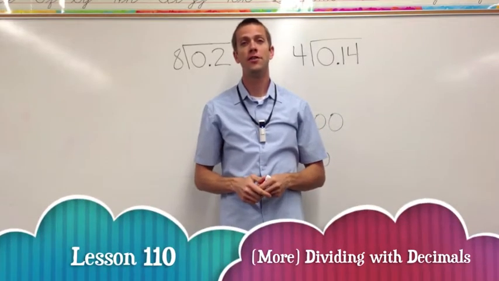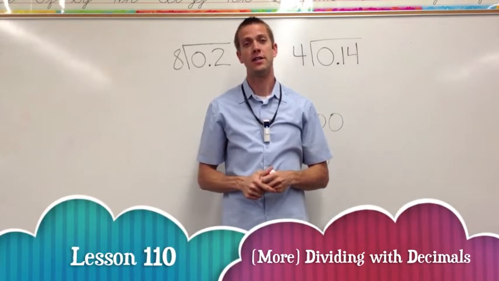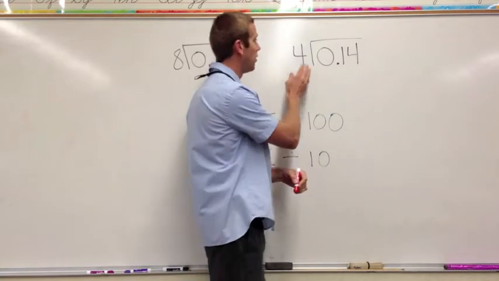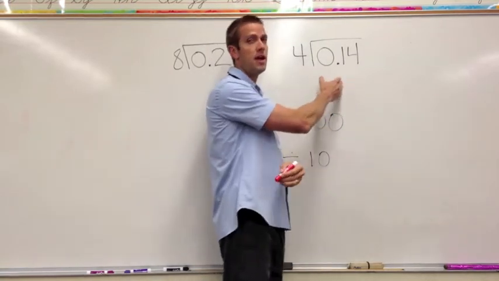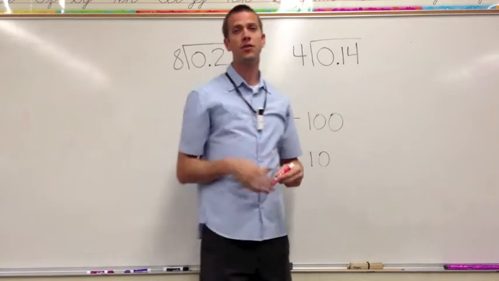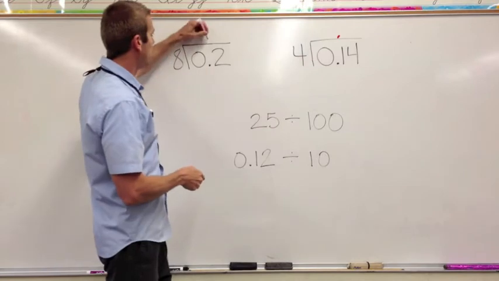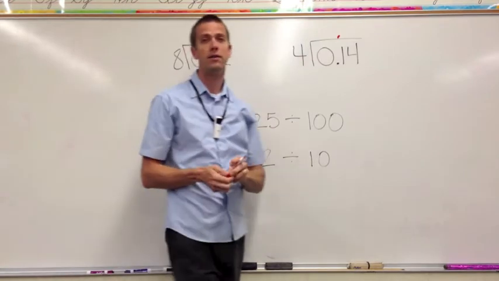Welcome to lesson 110, more dividing by decimal numbers. Now in a previous lesson we learned that when you have a divisor of a whole number, a dividend with a decimal, and you are dividing, the decimal just goes straight up. So the decimal will go straight up on both of these problems that I have up here.